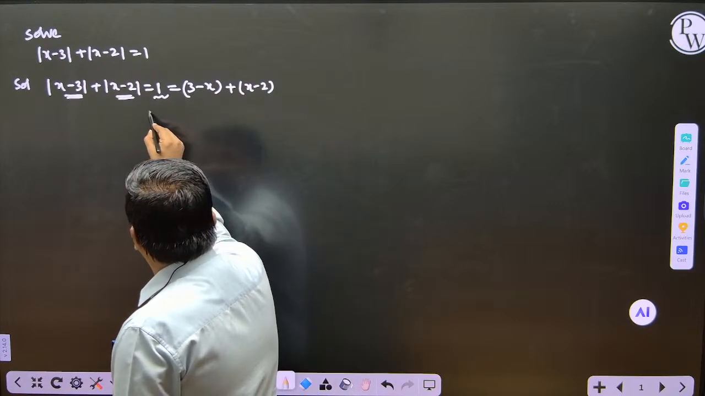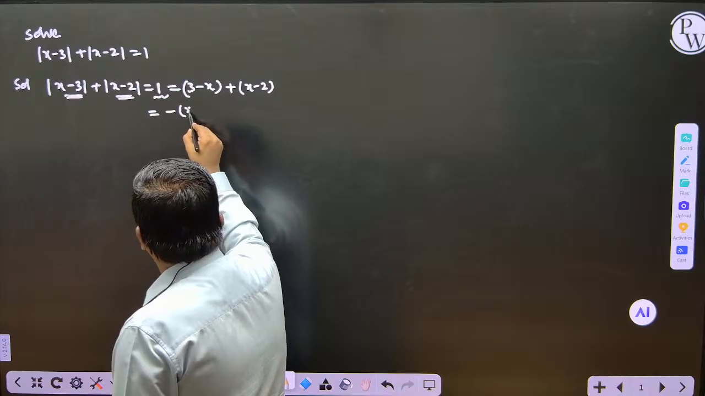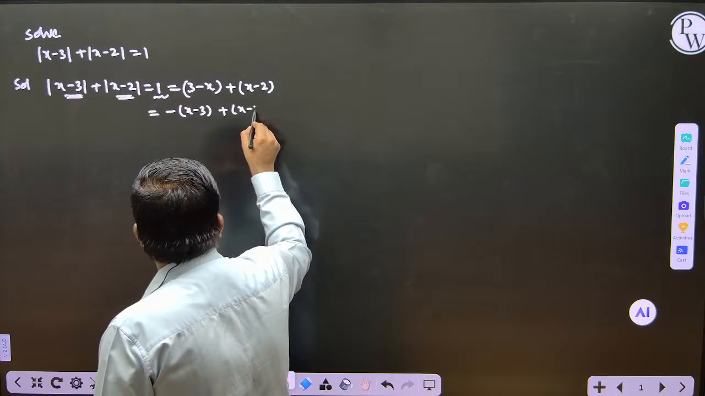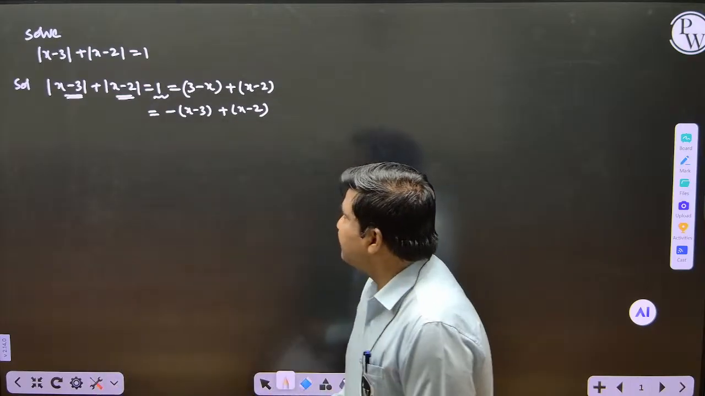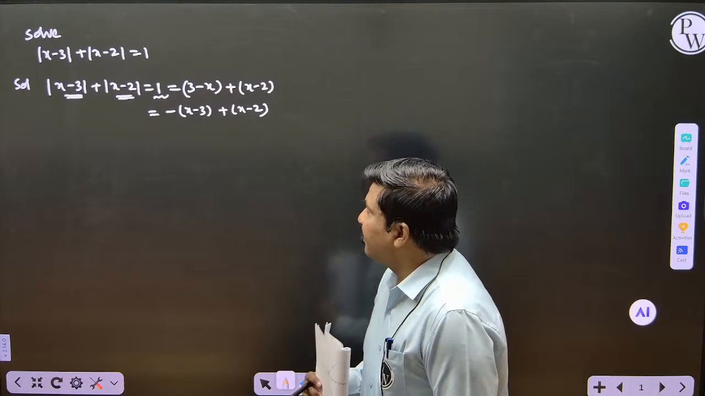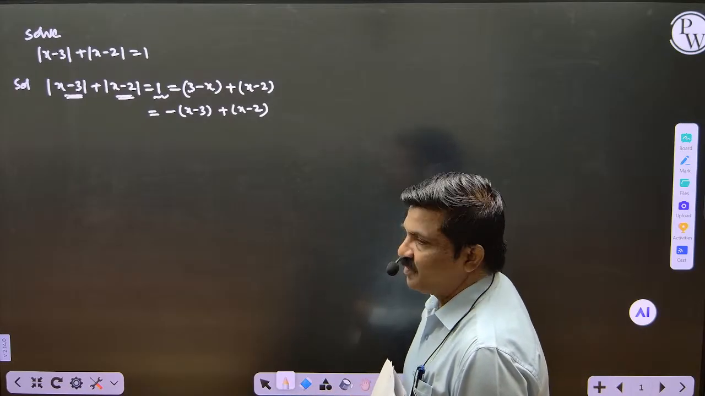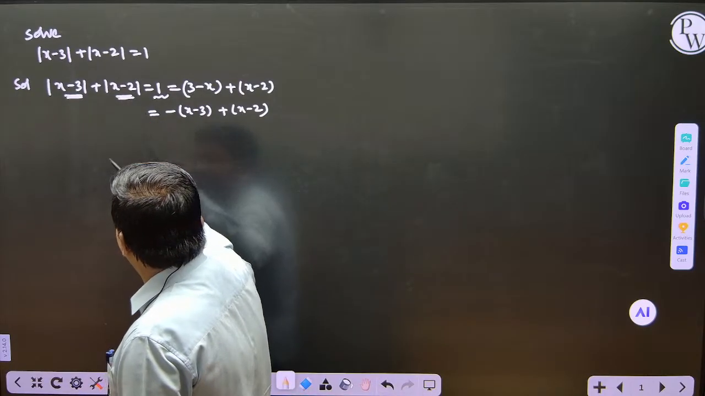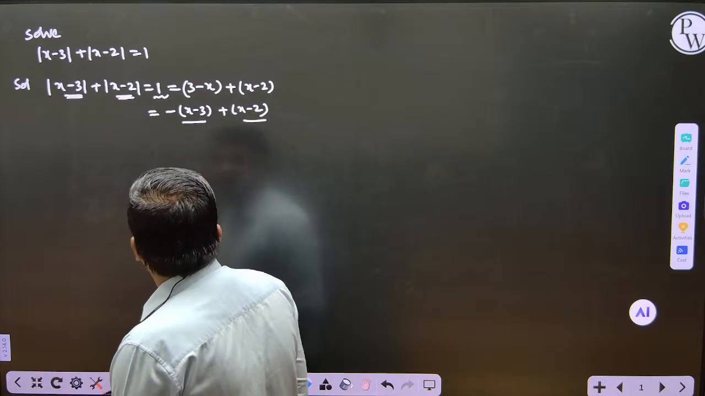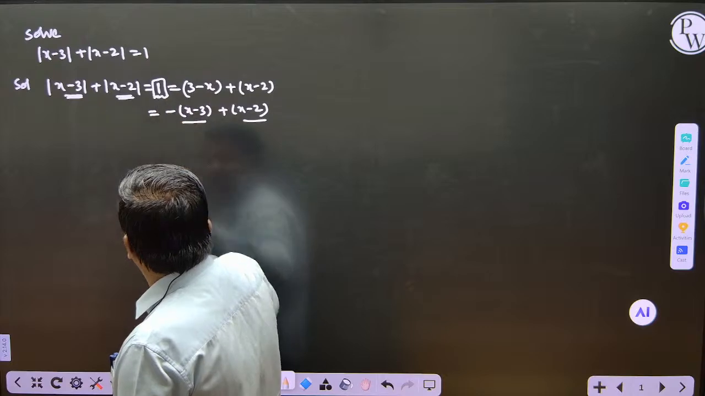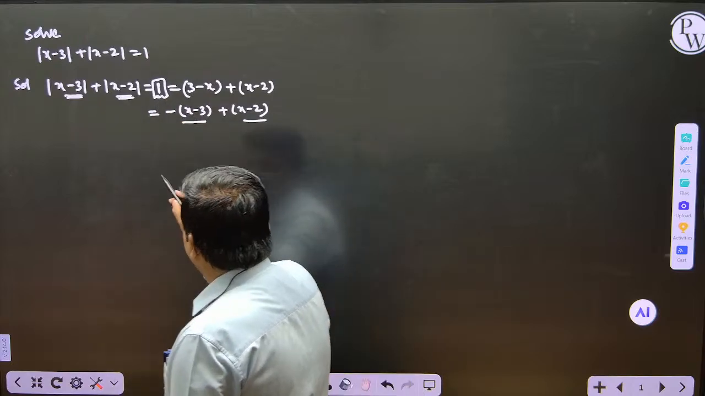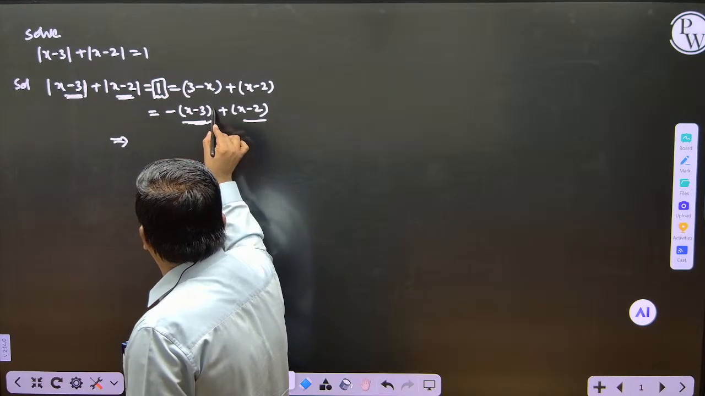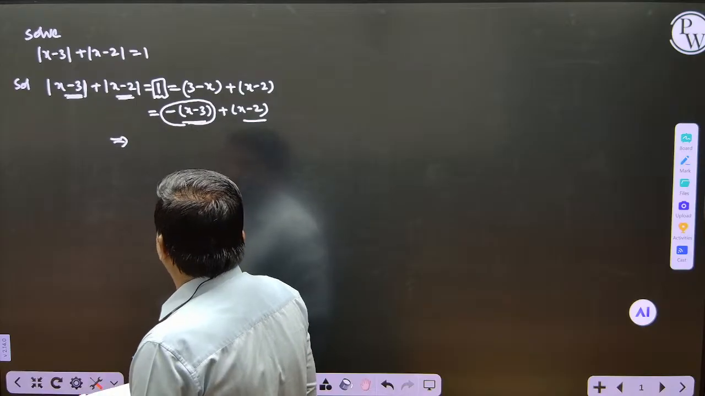This 3 minus x can also be written as what? Minus of x minus 2 plus x minus 2, or this 3 minus x, if I take minus common, I am getting minus of x minus 3 plus x minus 2. So finally I have written this and this like this, so that we should get the value here, 1. So that implies what happened? This modulus of x minus 3 I have written as minus of x minus 3.